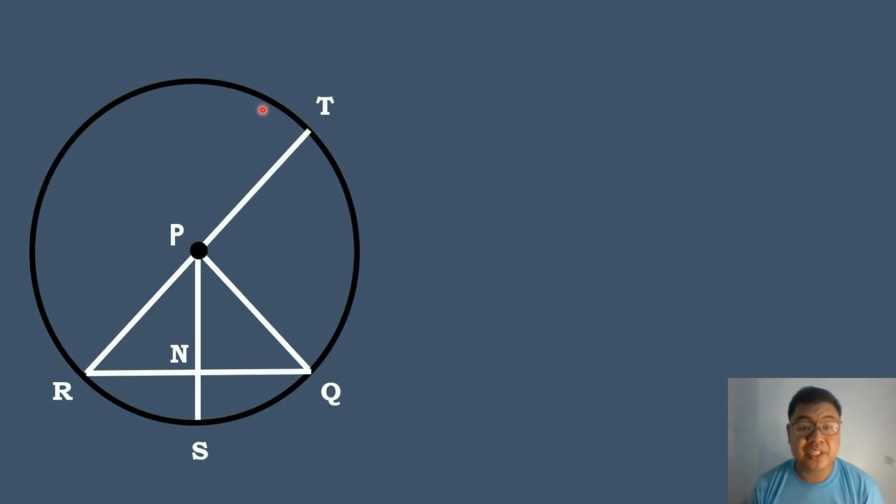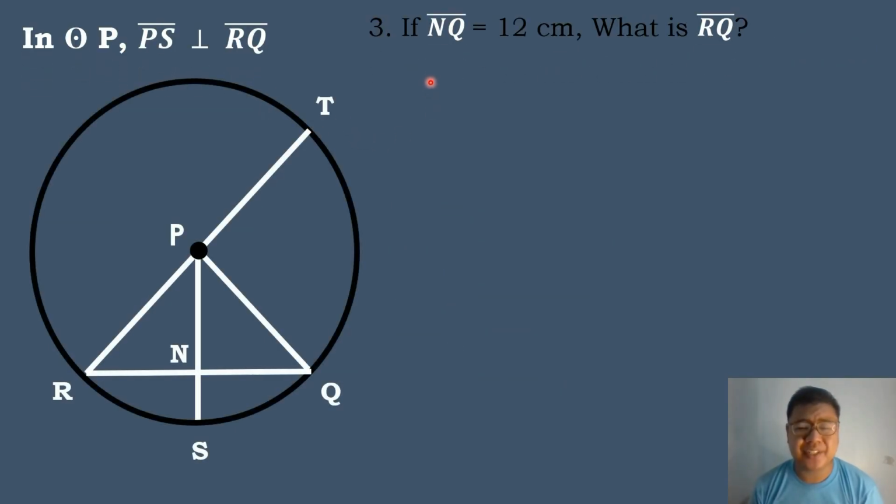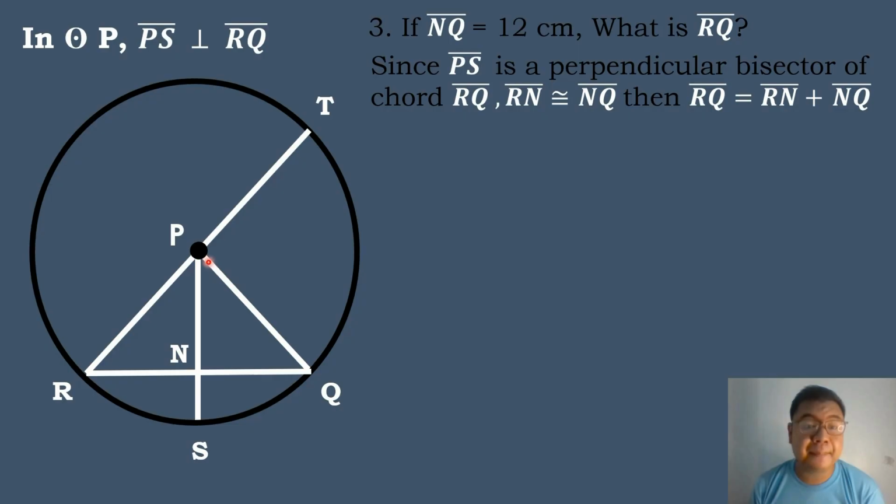Next, using the same figure, let's answer question number 3. If segment NQ is equal to 12 centimeters, what is the measure of segment RQ? Since segment PS is a perpendicular bisector of chord RQ, then segment RN is congruent with segment NQ. They have the same measure.